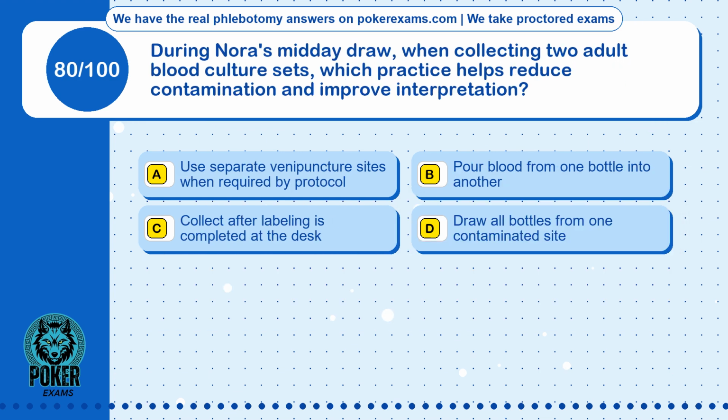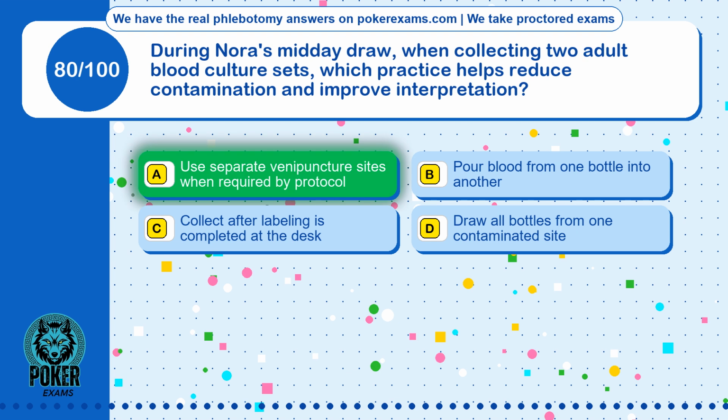Question 80. During NORA's midday draw, when collecting 2 adult blood culture sets, which practice helps reduce contamination and improve interpretation? Option A. Use separate venipuncture sites when required by protocol. Option B. Pour blood from one bottle into another. Option C. Collect after labeling is completed at the desk. Option D. Draw all bottles from one contaminated site.